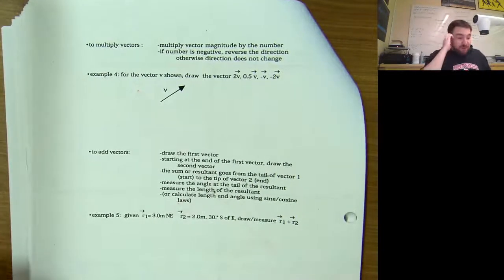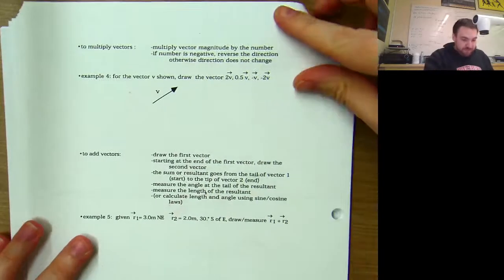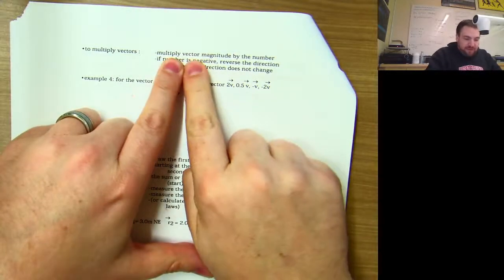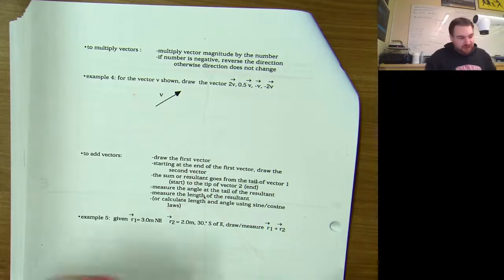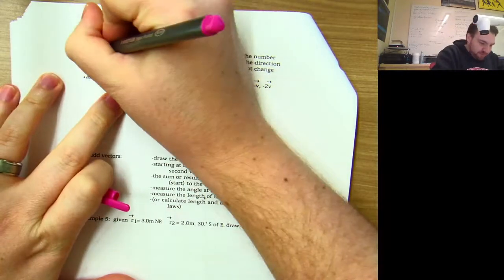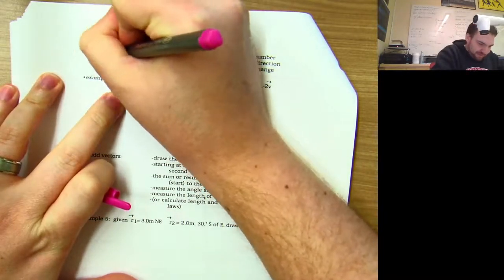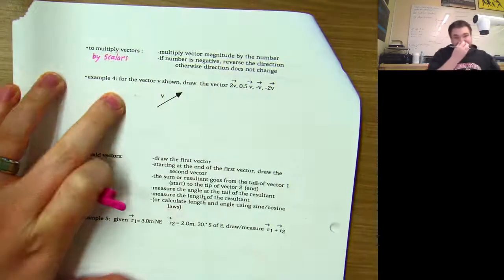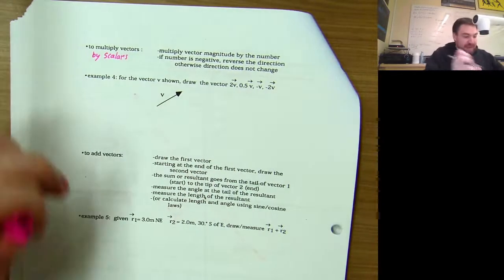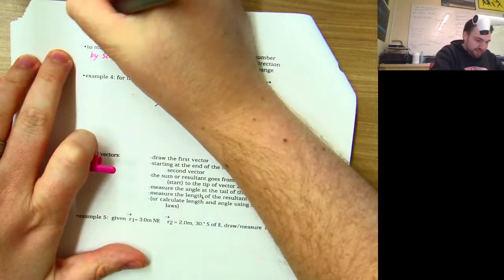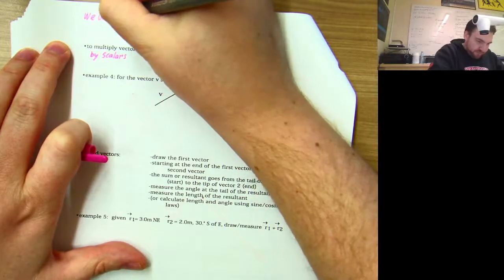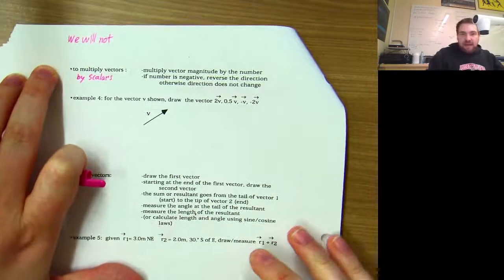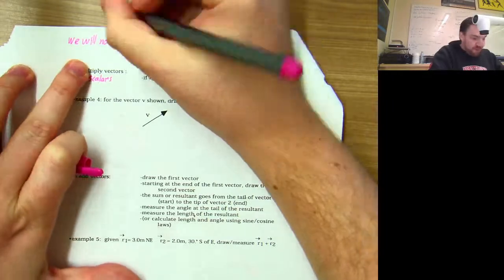Let's look at how we do some algebra with these things. So if we're going to multiply vectors, what we're going to end up doing is we're going to multiply the vector magnitude by the number. Sorry, let me be a little bit more specific here. We're going to multiply vectors by scalars. Okay, so we're going to take a vector, we're going to multiply it by a scalar. We could, but we will not. For those of you who have taken IB math, we will not multiply vectors by vectors.